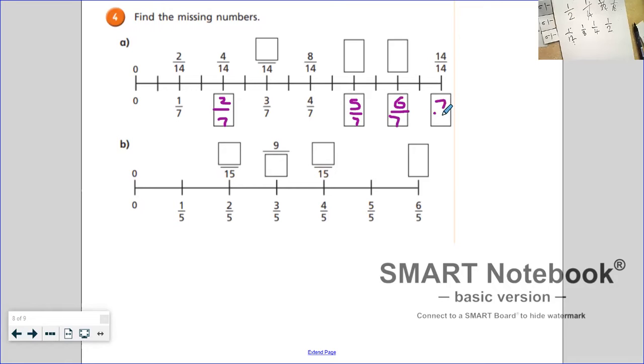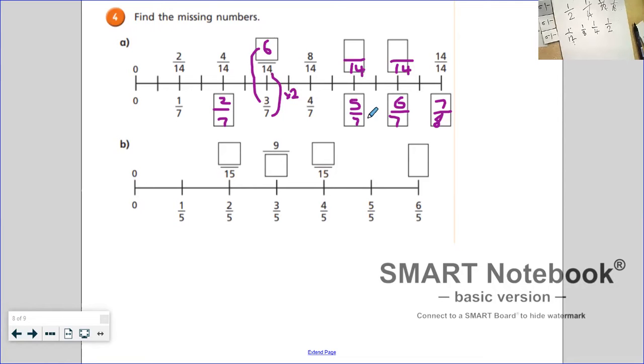So now I've got to fill in the top. So let's have a look at the relationship between them. Well, I can already see that all these are 14. So whatever I do, I'm going to be having a 14 here. And I'm going to be having a 14 here. And I'm going to look at my relationship. So what has happened to 7 to get to 14? We have times it by 2. So whatever I do to my denominator, I do to my numerator. 3 times 2 is 6. So I know it's 6/14.